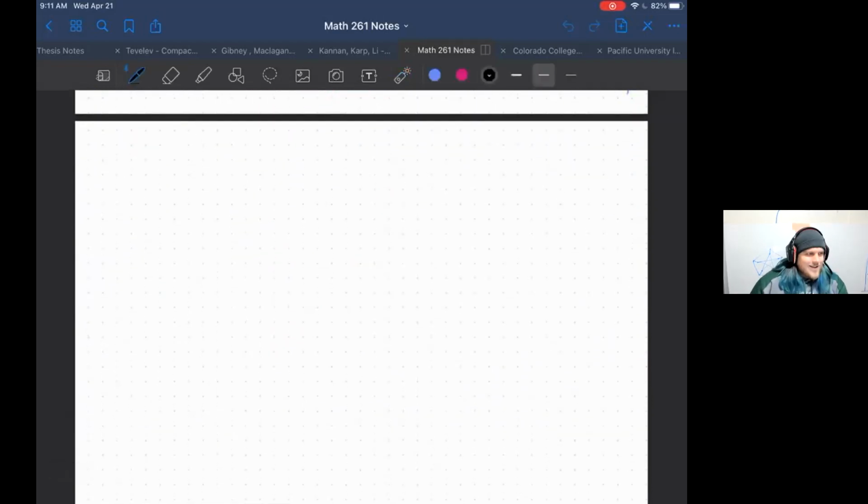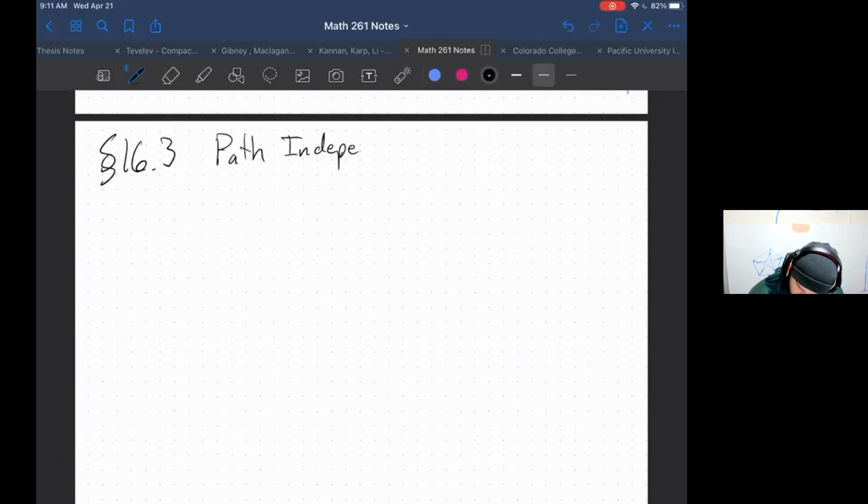Great. So we're not really going to move away from this. It's a new module, but really in the book, we're in the same chapter. So this is section 16.3. The title is kind of a long one. It deals with path independence. I always screw up independence. I always want to write an A somewhere, but I think it's all E's. Path independence, potential functions.